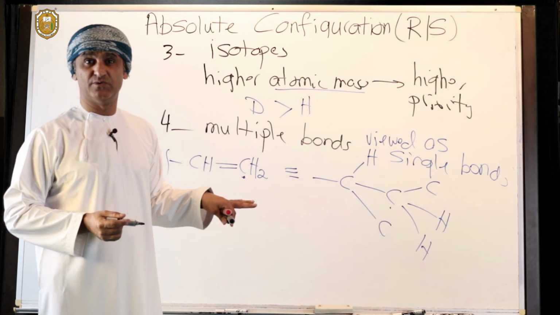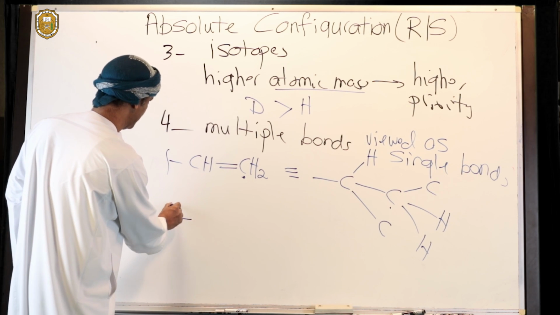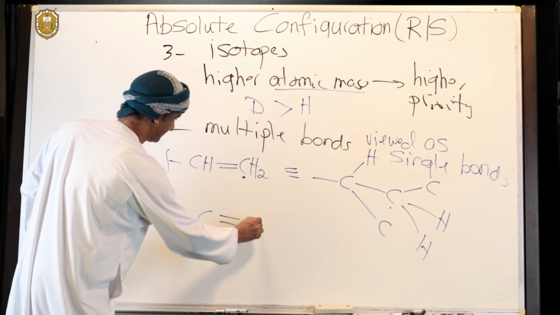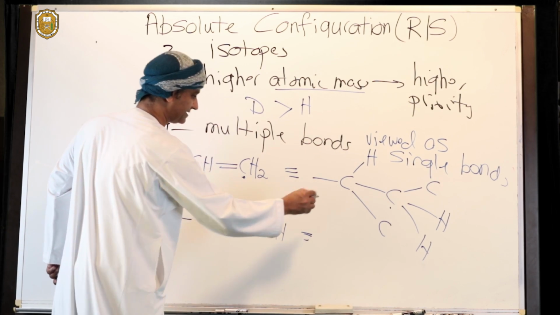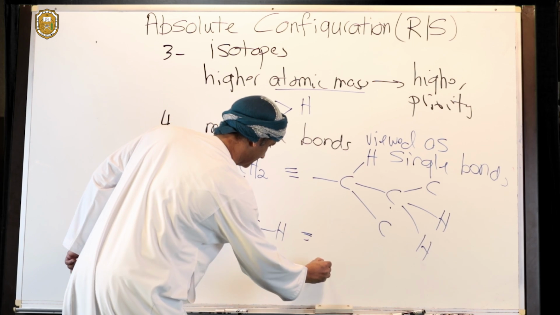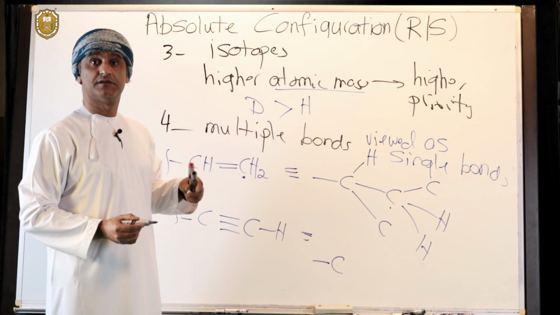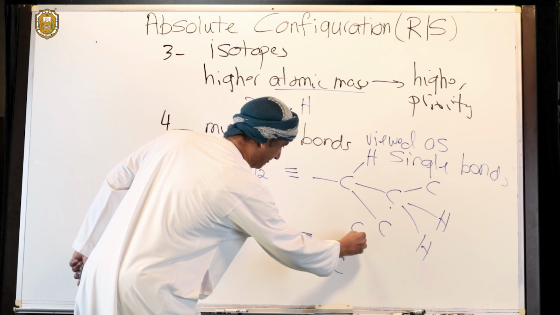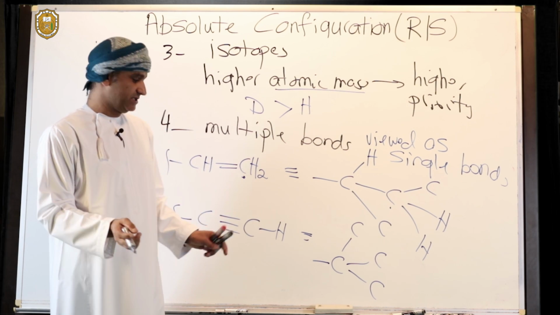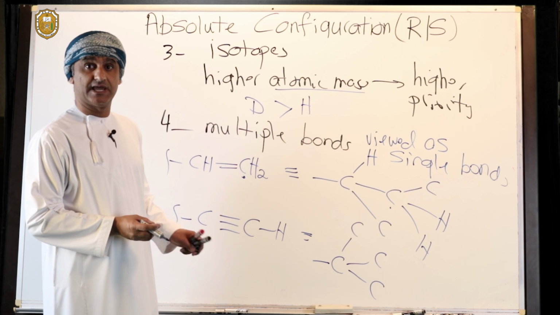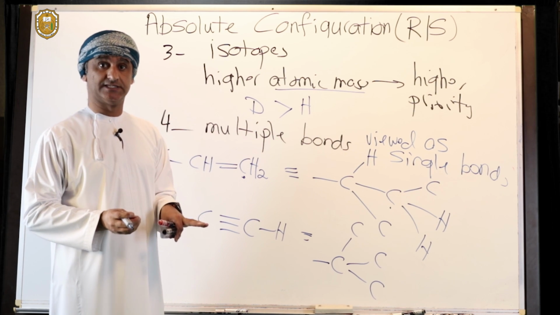Whenever a group like this is encountered in this task of assigning priorities based on atomic number, we apply this. If we take a carbon-carbon triple bond, we can write it in detail in the same way as before. This carbon has a triple bond with that carbon, therefore we should write three single bonds: CC, CC, and CC. It's like we have broken it up into three single bonds, because this is a triple bond. This carbon-carbon triple bond can be broken up into three single bonds, following the guideline that multiple bonds should be viewed as single bonds.